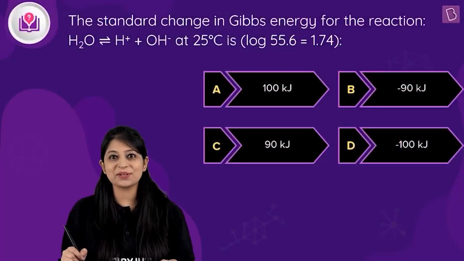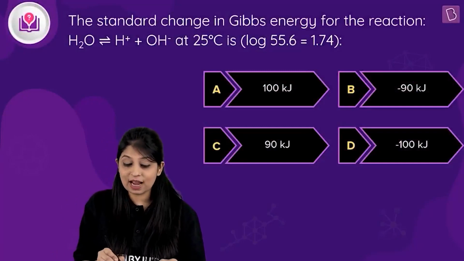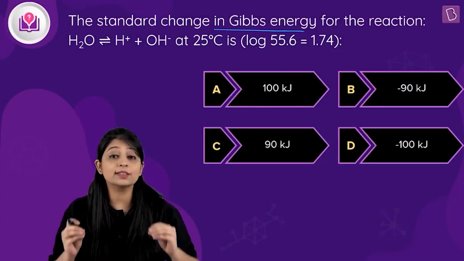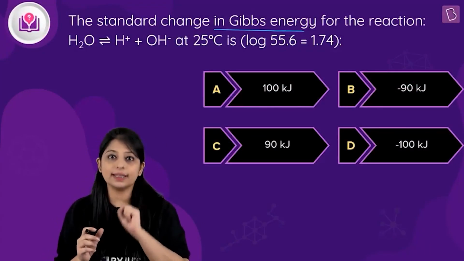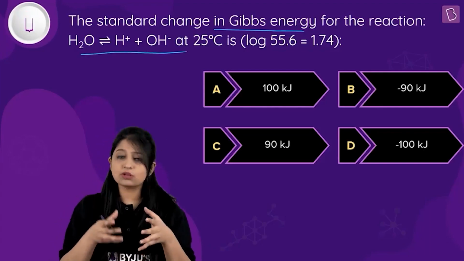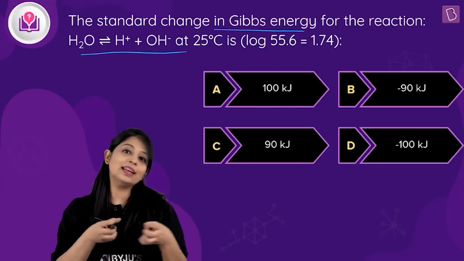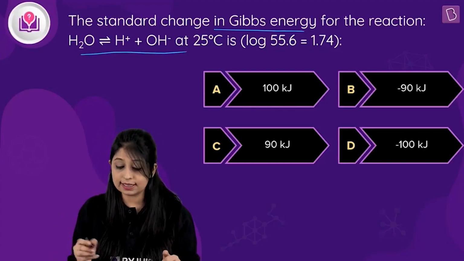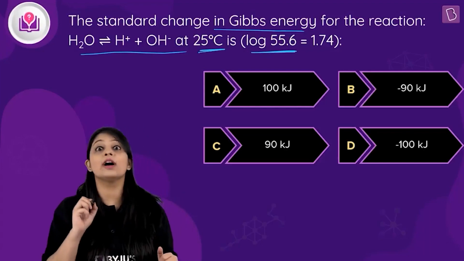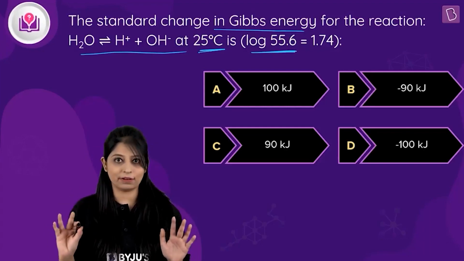Let's have a look at this question here. So here we have to find out the standard change in the Gibbs free energy, delta G naught, that is the change in Gibbs free energy at equilibrium for the reaction, and we have been given the reaction of H2O, water, in equilibrium with H plus and OH minus ions at 25 degrees Celsius. And we have been given the value of log of 55.6 as 1.74. Okay, so pretty straightforward question if you know the formula of change in Gibbs free energy at equilibrium.